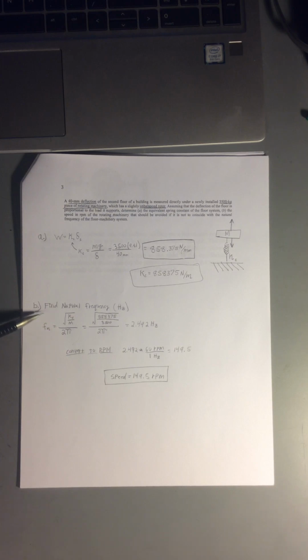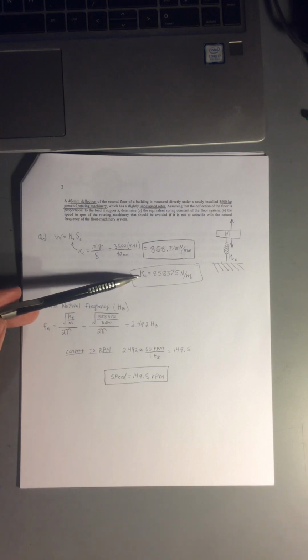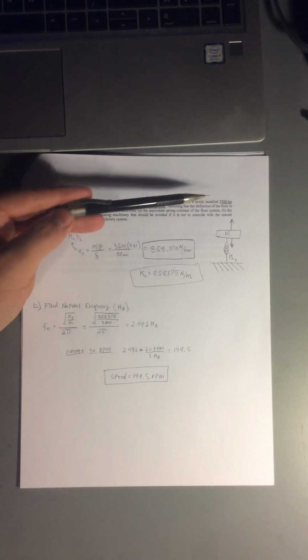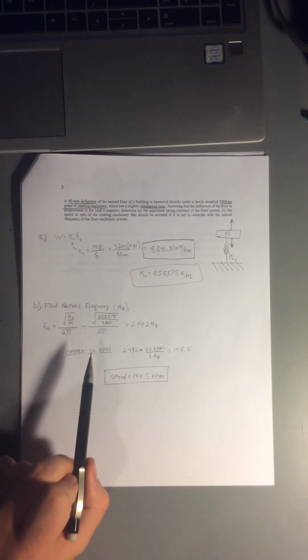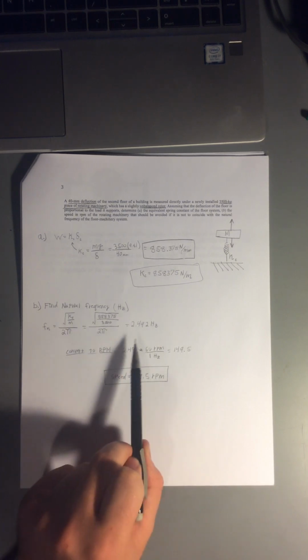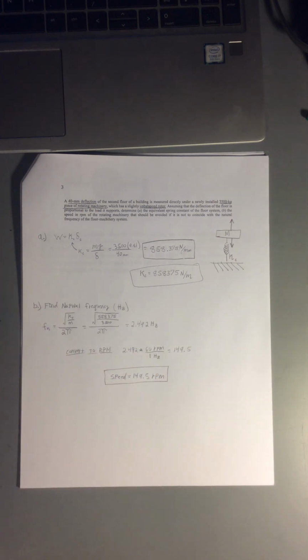We know omega n equals the square root of our spring constant K divided by our mass m. So we can plug in from part A the spring constant we found, divide that by our mass that was given in the problem, the 3,500 kilograms, and then divide by 2 pi after we take the square root, which gives us a natural frequency of 2.492 hertz.